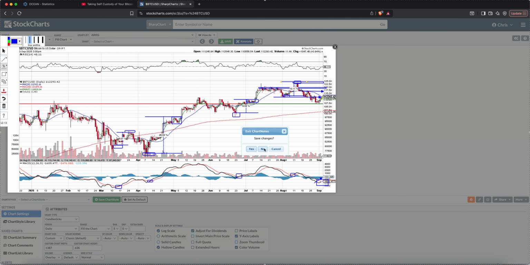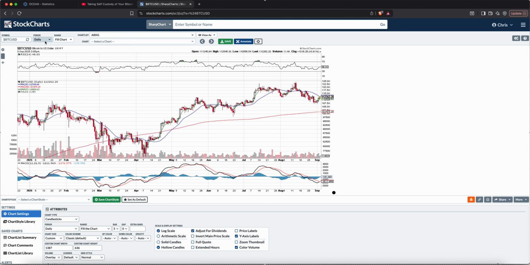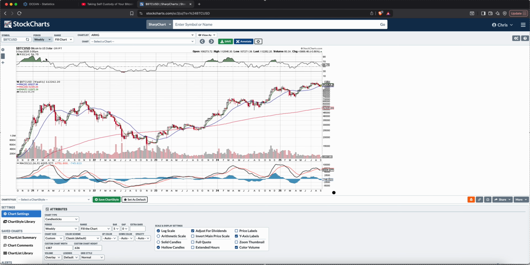This is just a daily chart. This is why I'm bullish on Bitcoin right now at this very moment, right? And I know the Fed has to cut its rates. Now, moving on to a weekly chart, this is where you start to see the bigger picture.